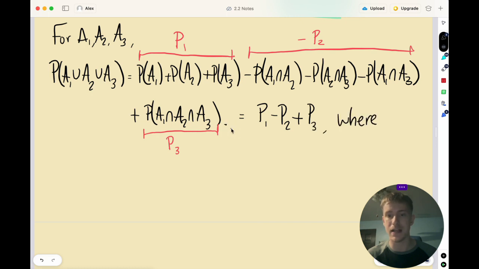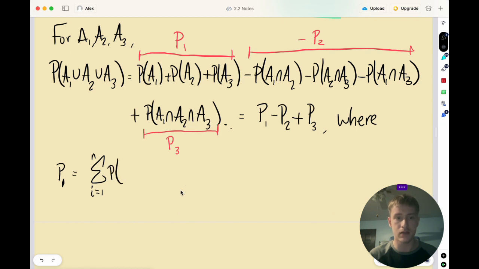Now let's actually define them a little bit more formally. Okay, so what is P1 going to equal? Well, P1 is going to be the sum from i equals 1 all the way to n. Let's suppose there are n different events, or in this case, n equals 3. But just arbitrarily, we're going to say P1 is equal to the sum from i equals 1 to n of P of A sub i. So this allows us to generalize for more than 3 events.